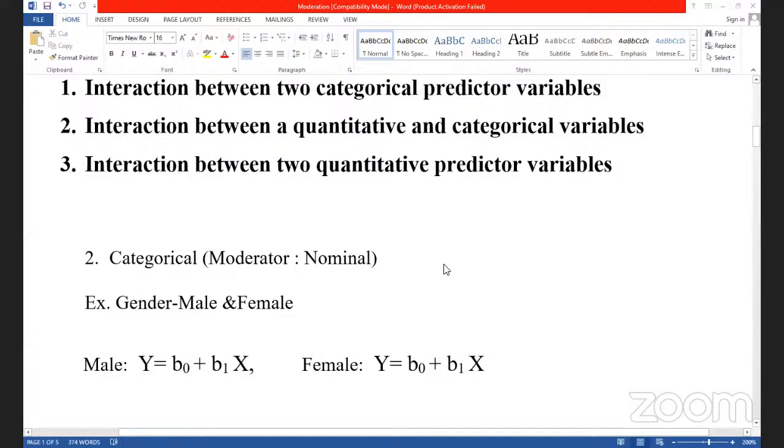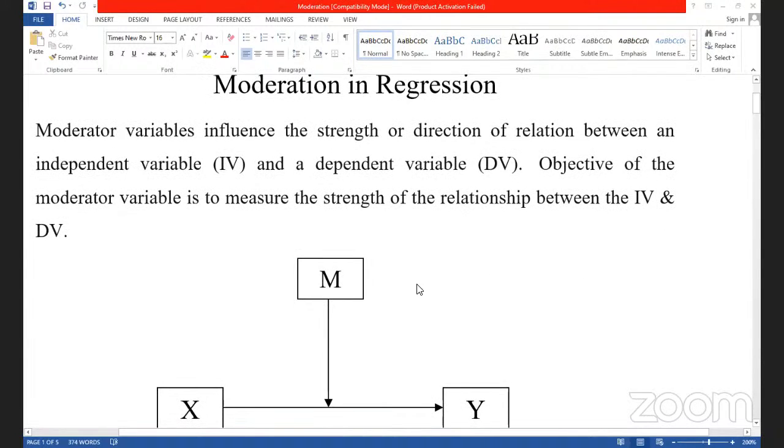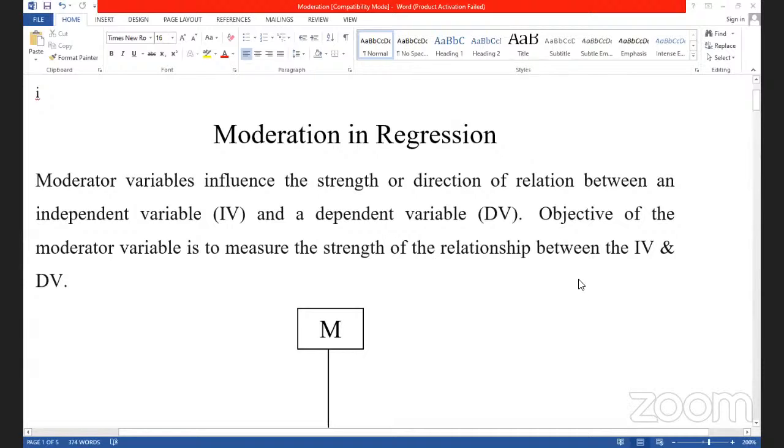How to create filter, I told you. So now next is moderation. Moderation in regression. I think you can see this Word file, moderation in regression.